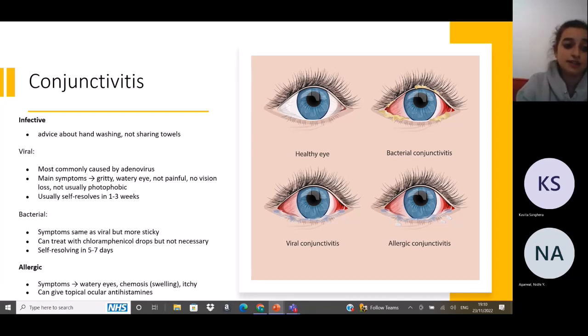And then your allergic conjunctivitis, you get watery eyes, swelling of the eyes, and they're a bit itchy. The main differential for that would be if they have other allergic type symptoms, so if they have hay fever, if it's worse at particular times of year, or anything in particular that sets it off. And for that, you can give topical antihistamines.